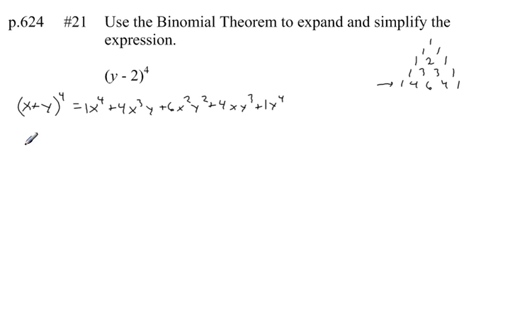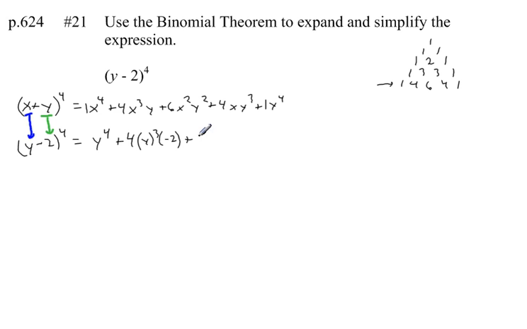Now what I really want to find is y minus 2 to the fourth power. So what I'm going to do is anywhere we have an x in our original expression, we're going to substitute a y. Anywhere we have a y in our original expression, we're going to substitute minus 2. So let's do that. So this first term, instead of writing x to the fourth, we're going to write y to the fourth. Plus, second term, I'm going to say 4 times, instead of writing x to the third, I'm going to say y to the third, and instead of writing y, I'm going to say times minus 2.